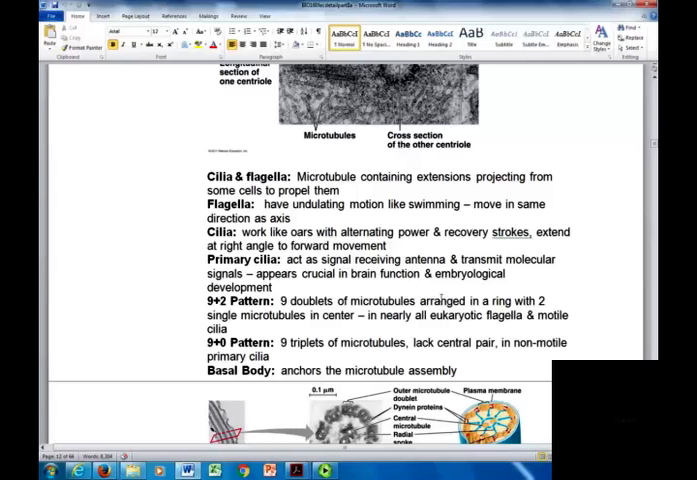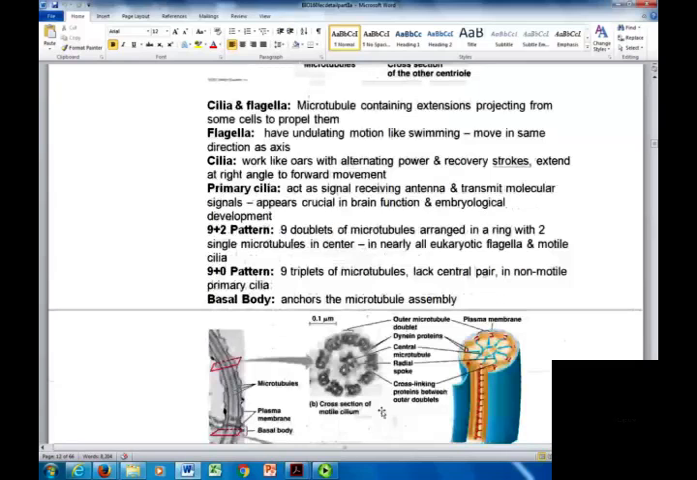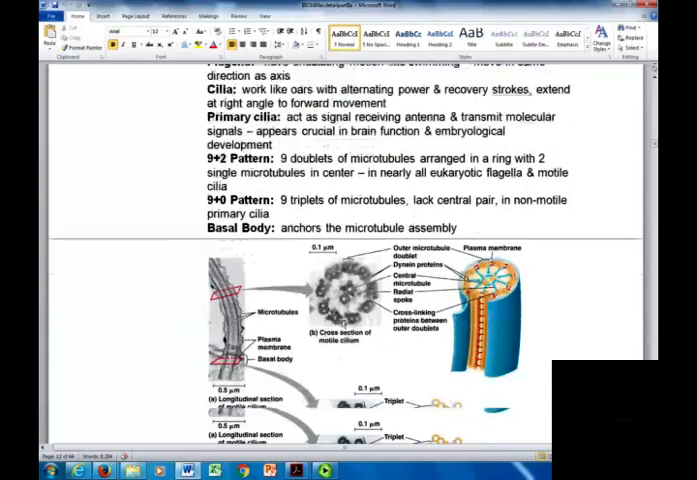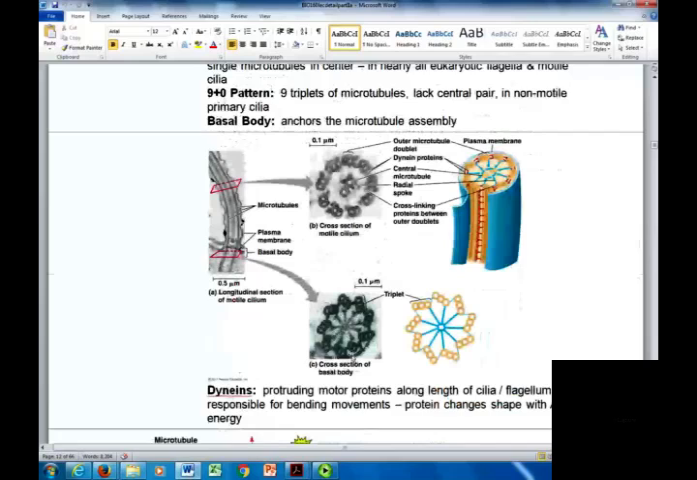Your flagella are going to be slightly different in your prokaryotic cells as well. The basal body is going to be what anchors the microtubule assembly. So here you can see the 9+2 pattern, and here's the 9+0 pattern.